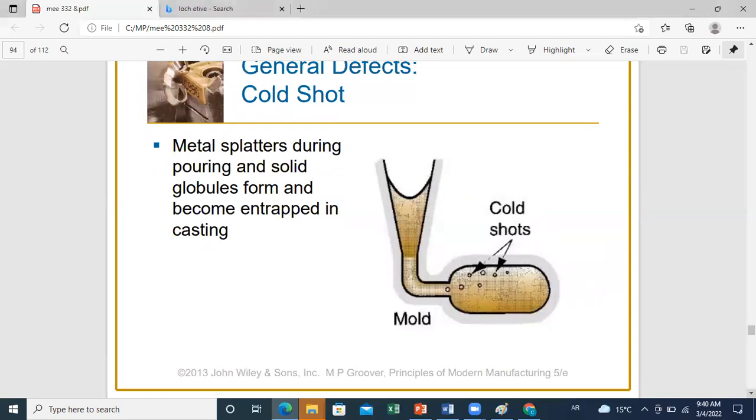Another type of defect, also related to cold shots, is when you have metal splatters during pouring and solid globules form and become entrapped in the casting. You can see this specifically close to walls. As usual, because of the fast freezing effects, this might lead to formation of globules that will be entrapped in the casting.